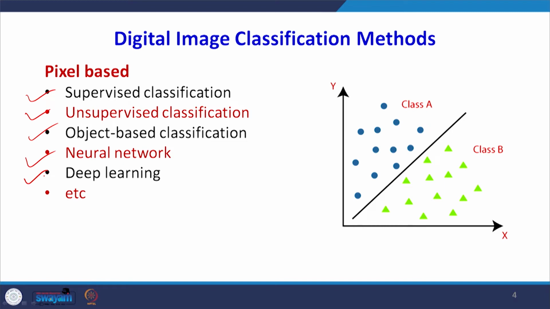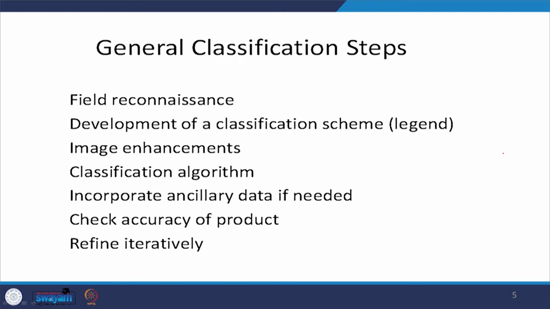What all these techniques are doing is partitioning the whole image. They are dividing the whole image into homogeneous classes. As you can see here, this is class A and this is class B, and both are now different as far as their DN values are concerned.